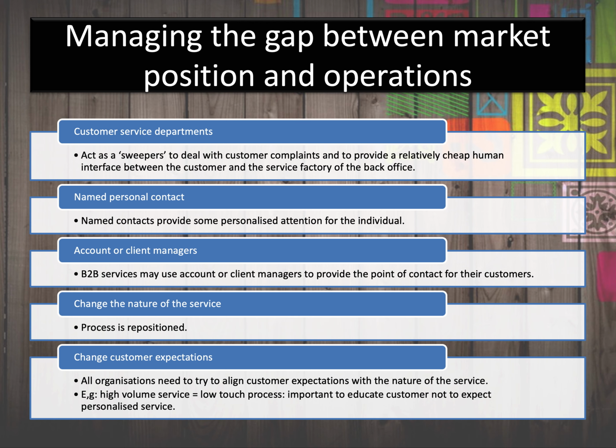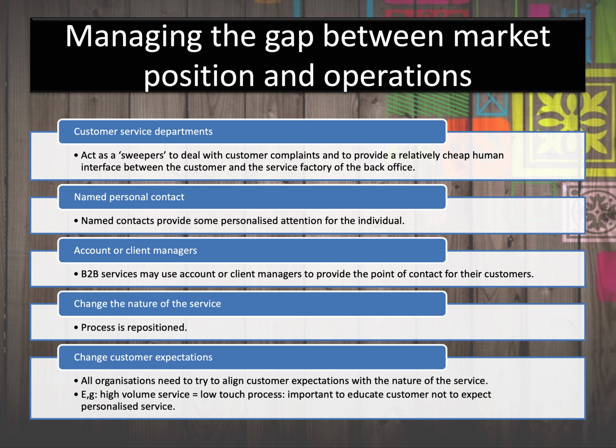So now, how can you manage the gap between market position and operations? Since you are moving from capability to commodity, commodity to capability, how are you going to manage the gap? First, you need to have a customer service department. A customer service department basically acts as a sweeper to deal with customer complaints and to provide a relatively cheap human interface between the customer and the service factory of the back office. That will be the first one.